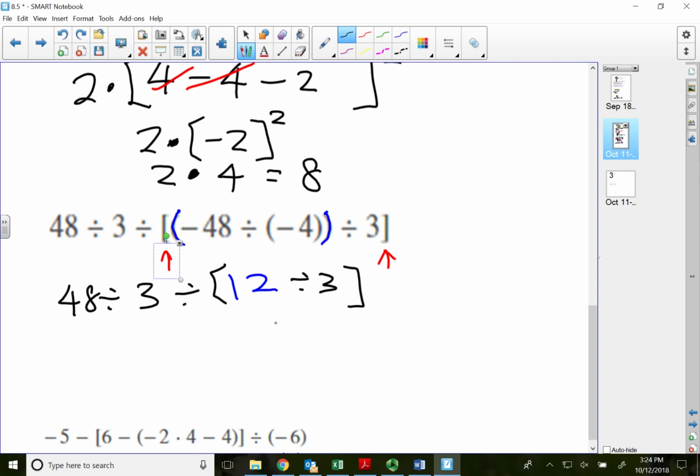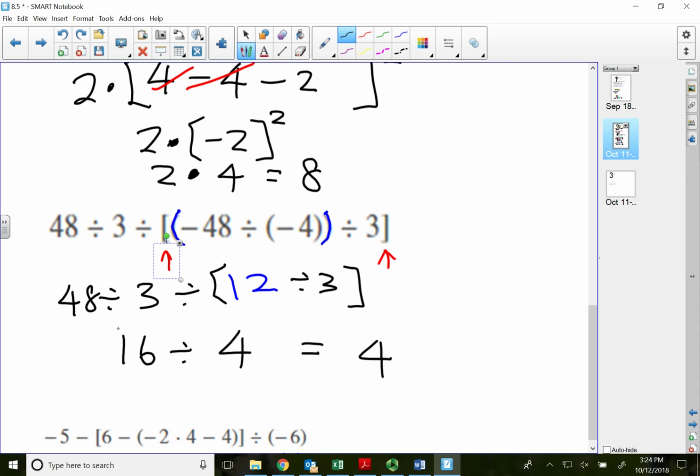So if you look at this, 48 will eventually divide by 3 and then be divided by whatever's in here. So I'm just going to say 48 divided by 3 is 16. The 16 will end up dividing by whatever comes out of the bracket, which is positive 4. So now 16 divided by 4 will just be 4. If you do it this way, it saves you one extra line right here.